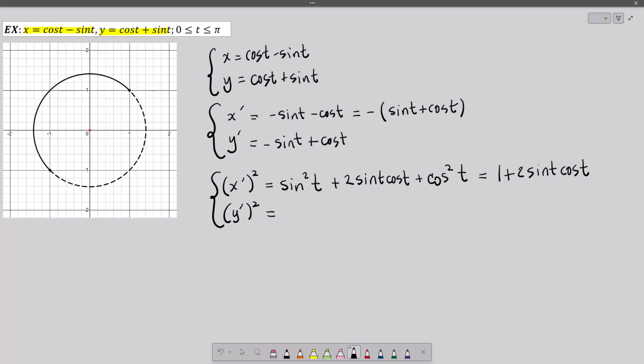Right? Okay, y prime squared, we're going to get sine squared. And the last is going to be cosine squared. The middle, a times b doubled. So negative sine times cosine doubled is negative 2 sine cosine. So this is all going to simplify to 1 minus 2 sine t cosine t.